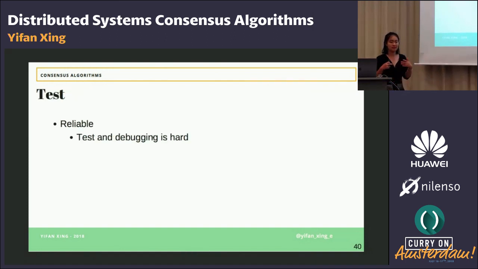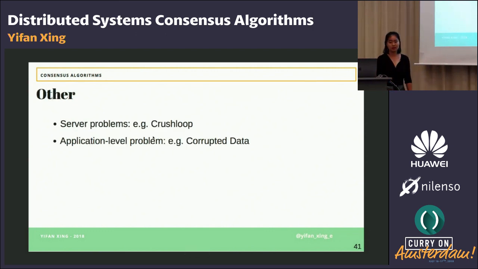Building a distributed system is extremely hard, and building one that works correctly is even harder. How do you prove that your system works well? How do you know that it works without any problems? If there are bugs, how do you debug it? There are also other problems that could happen. How do you deal with crash loops? Basically, your computer crashes, comes back, crashes, comes back, crashes, comes back. How do you deal with those kinds of problems? There are also application level problems. You could get corrupted data. How do you know that the data is corrupted? How do you handle data that gets corrupted during the process of sending it?